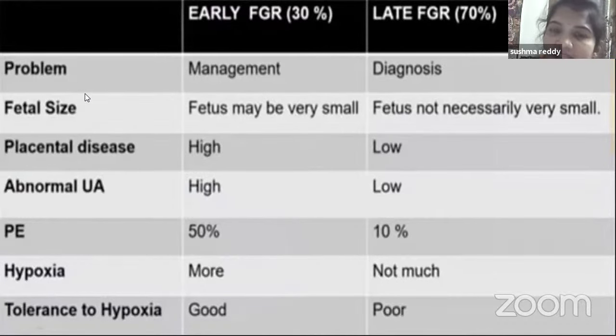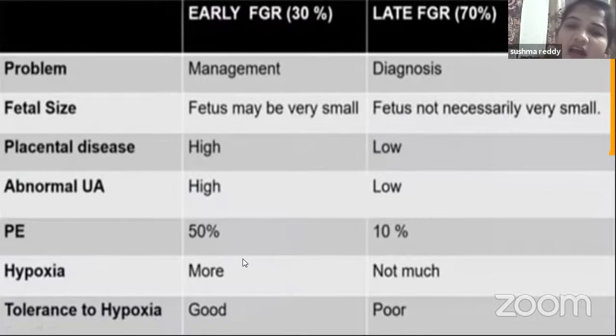And considering the fetal size, in early onset fetal growth restriction the fetus is very small, and in late onset it is not necessarily small. Placental disease is high, more than 30%. In late onset, it is low, less than 30%. Abnormal umbilical artery, this is a very significant change. Abnormal umbilical artery is seen in early onset fetal growth restriction, but it is not seen in late onset fetal growth restriction. Preeclampsia is more frequently associated with early onset, but not much with late onset.